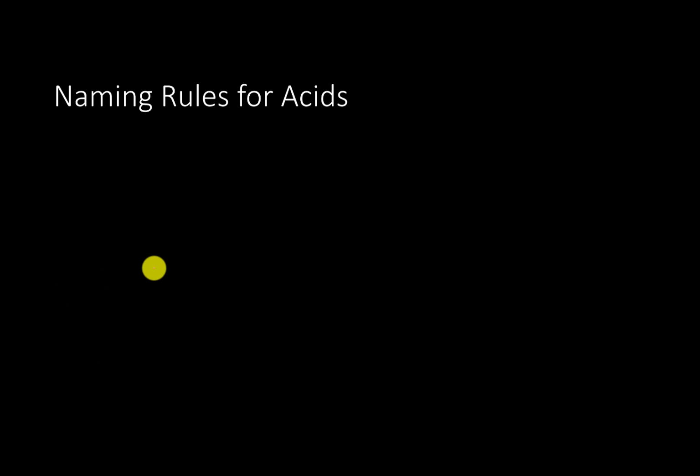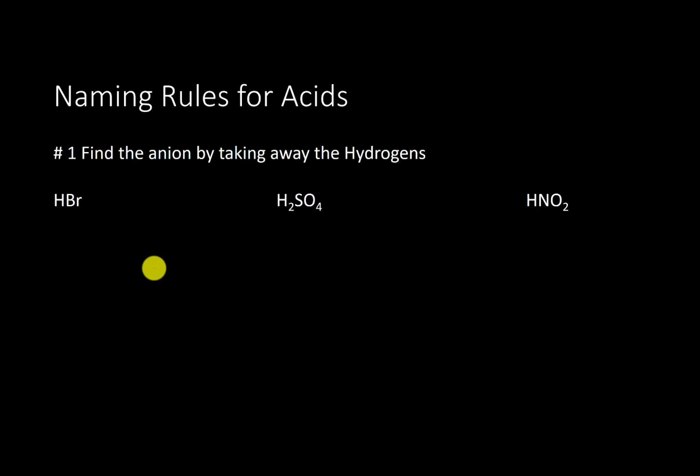There are a few rules for naming acids, or a few steps, I guess I should say. The first one is we have to find the anion by taking away the hydrogens. So we treat these kind of like they are ionic compounds, like we have positively charged hydrogens coming together with anions. In the first case, this anion would be bromine. If we look at it that way, then one way we can do this is we can go backwards on what we did before.